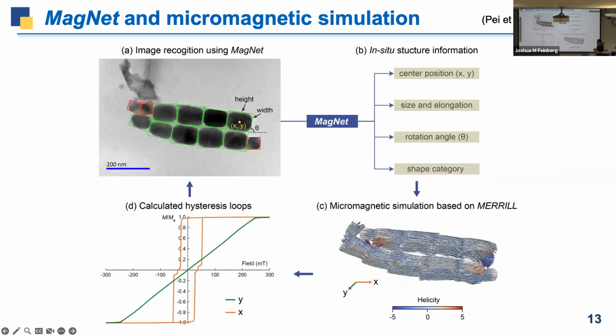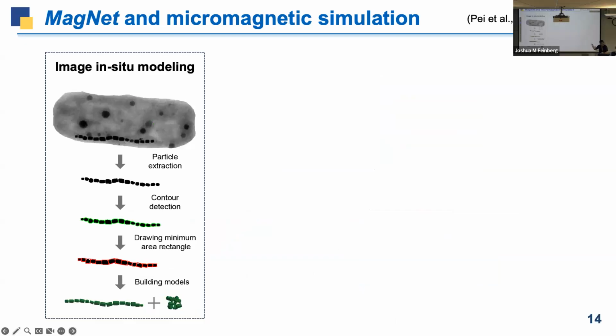And also MagNet can help us build micromagnetic simulation models, because if we have 2D TEM images, MagNet can identify the position, the rotation angle, the shape, the size and the elongation. So we can feed all these parameters into a geometry model for micromagnetic calculation, and then we can do some simulations. Here I give you an example. We select some very typical MTB images, and we try to build in situ image models to calculate their magnetic properties.